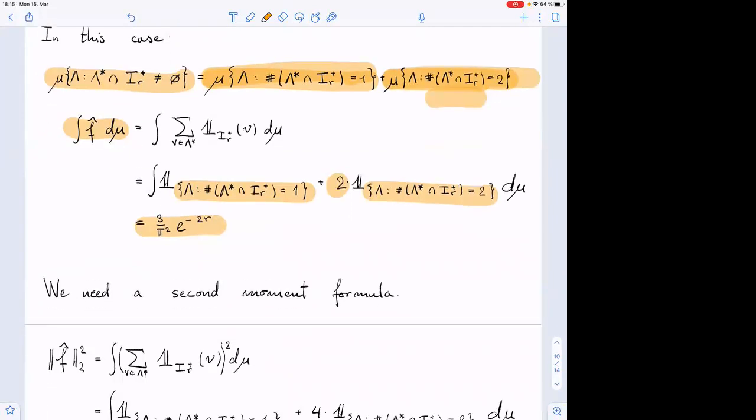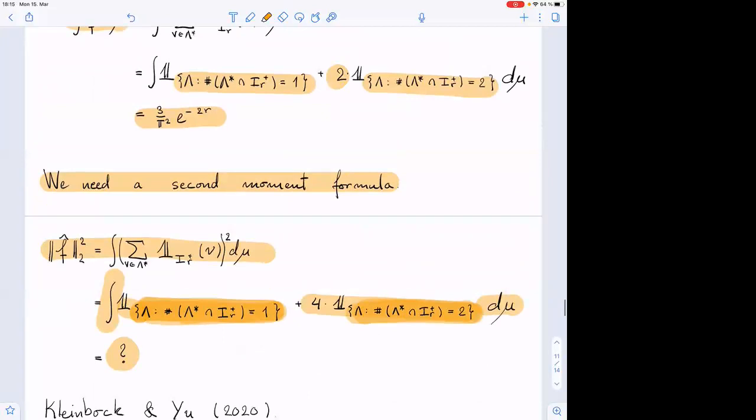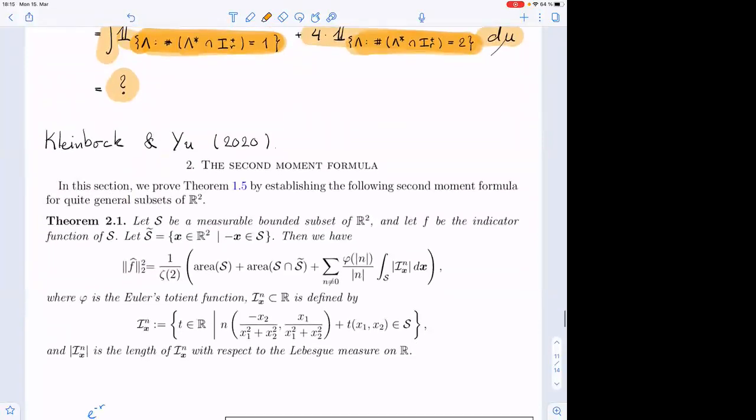So we have a small problem, which we can fix if we have a second moment formula. A second moment formula would look something like this. We have the Siegel transform squared, and when we square it, we get this characteristic function plus 4 times this one. When we integrate it, we get the measure of this set plus 4 times the measure of this set. If we could find out what that is, then we would have 2 equations with 2 unknowns, and that's something we can solve. There's been a lot of work on these higher moment formulas in the geometry of numbers setting.